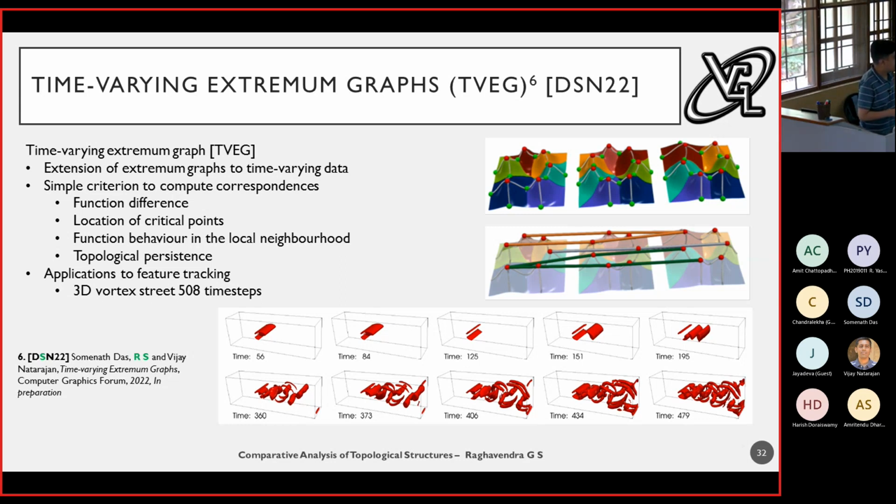Here we have a 3D vortex street which has 508 time steps, and we compute extremum graphs and use the correspondences to track features, which are the vortices here. We are able to track a set of primary vortices and secondary vortices. This can be useful in many ways for fluid dynamics experts to see how the evolution of the vortices is going on, and so on.